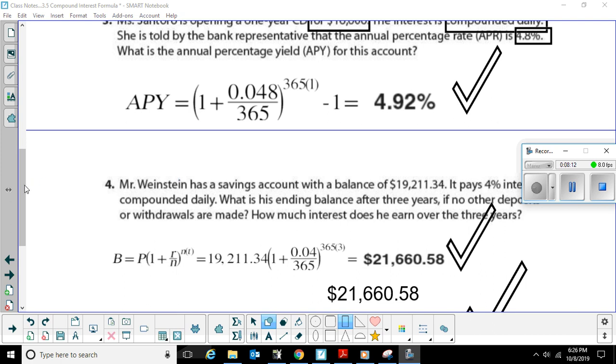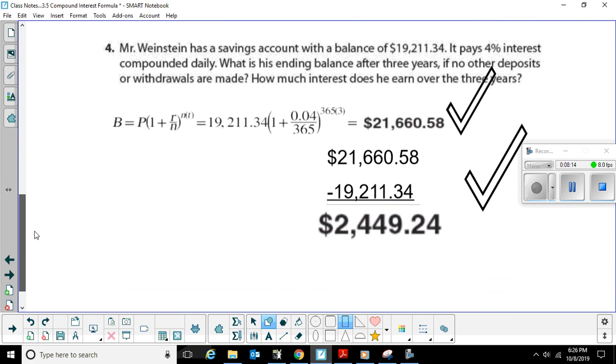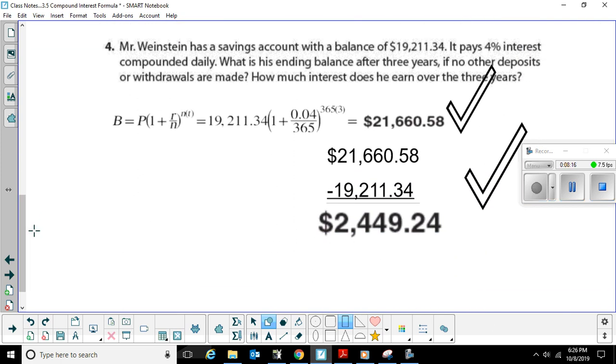Okay, I want to go to example 4. Mr. Weinstein has a savings account with a balance of just a little bit more than $19,000. It's paying a 4% interest rate. We are talking about compounding it daily. Now remember, daily, 365 days in a year. And we're looking at 3 years, guys. We're going to do this for 3 years.